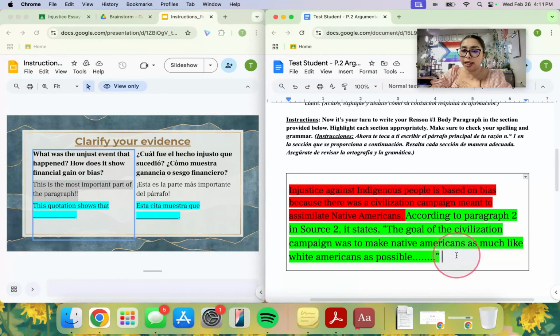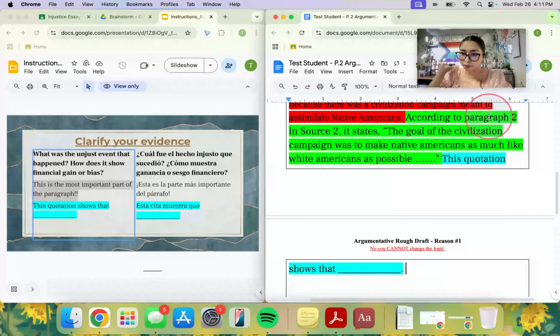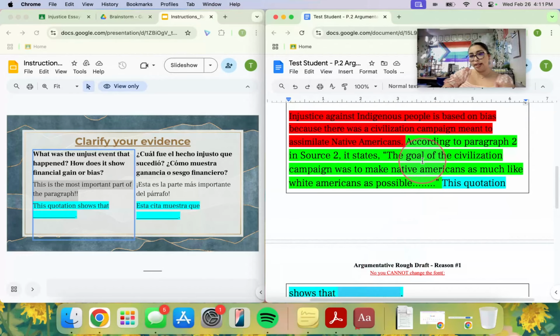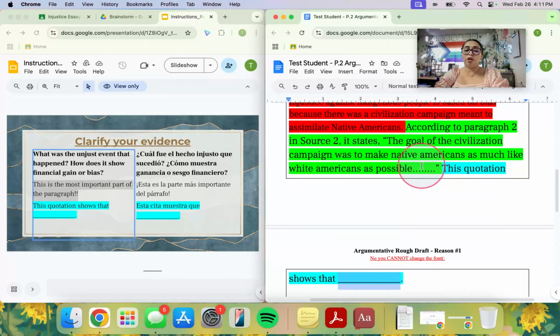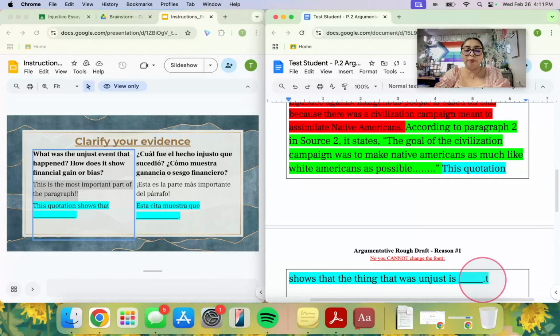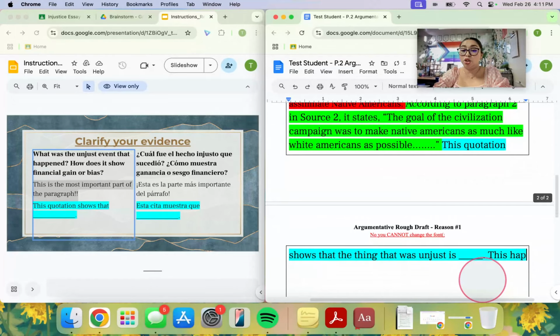So we're going to go ahead and paste our little sentence here. This quotation shows that I need to explain how this quote shows bias, and how it shows that this unfair thing happened because of bias, because that's what I'm talking about. So I can say, this quotation shows that the injustice, or the thing that was unjust, is blank. What was the thing that was unjust? And then this happened because of bias, or this shows bias because, whatever.